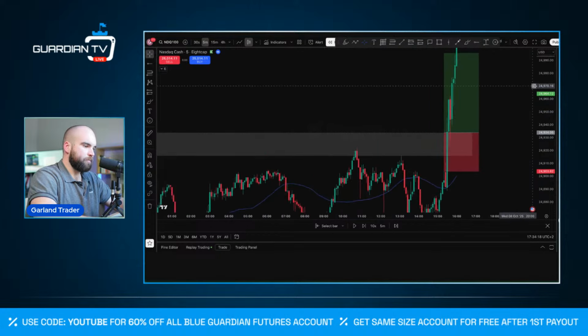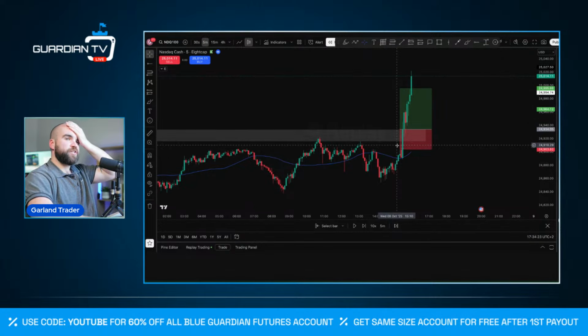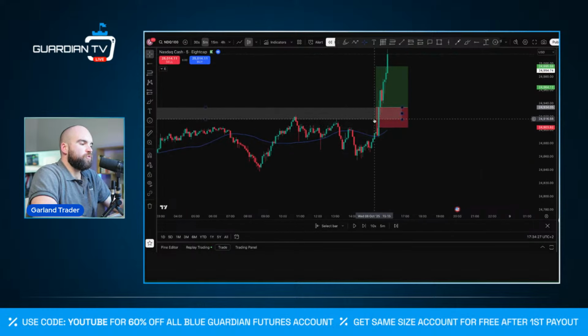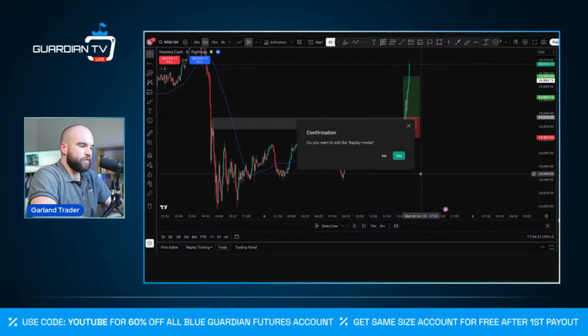I hope that makes sense. So if I see those imbalances or FVGs, then I am a bit more cautious, but I'm always going to be trading just simple structure and breakouts.